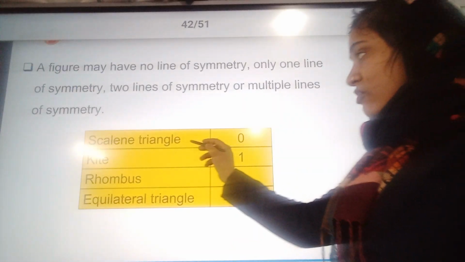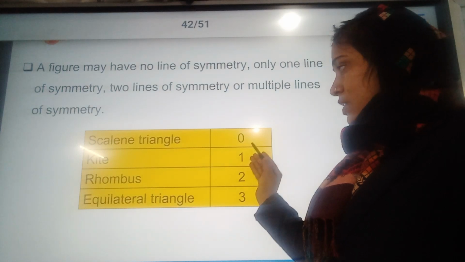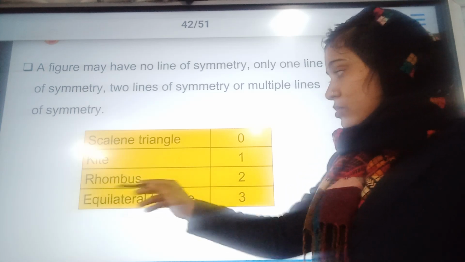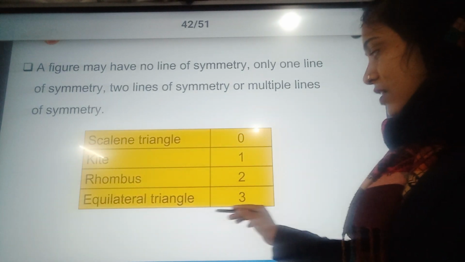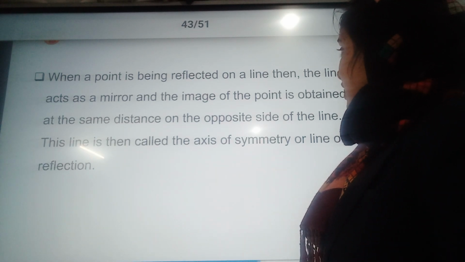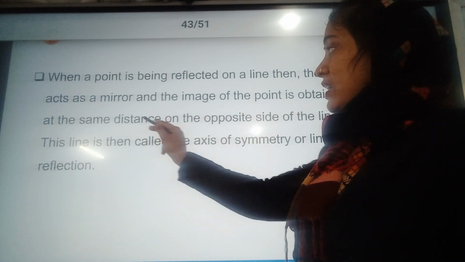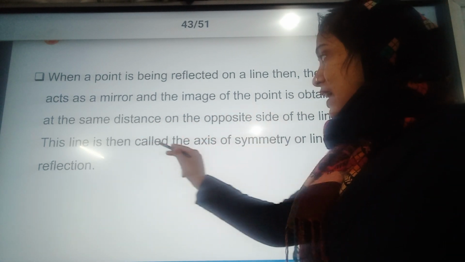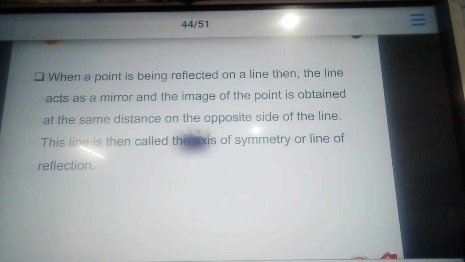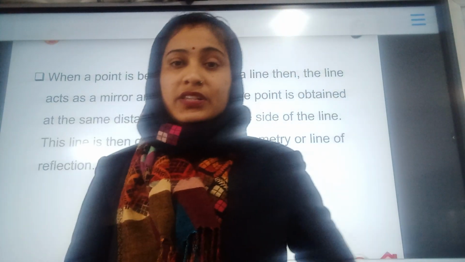Like for a scalene triangle, the triangle in which no sides are equal, we have zero lines of symmetry. For a kite, it is one. For a rhombus, we have two, equilateral triangle we have three, and so on. When a point is being reflected on a line, then the line acts as a mirror and the image of the point is obtained at the same distance. Okay, the line is called the axis of symmetry or the line of reflection. This we have already discussed. Okay, so this was the summary which we have discussed.